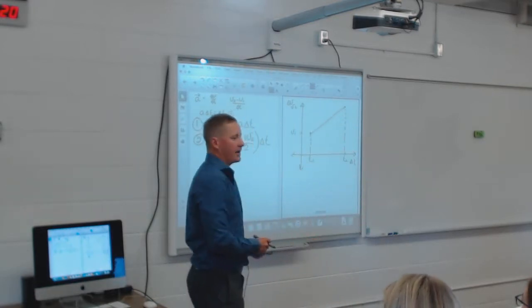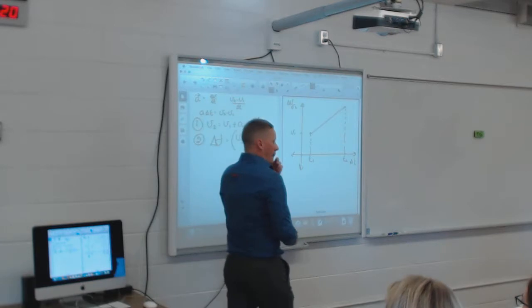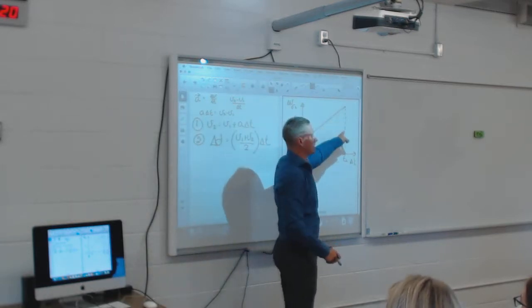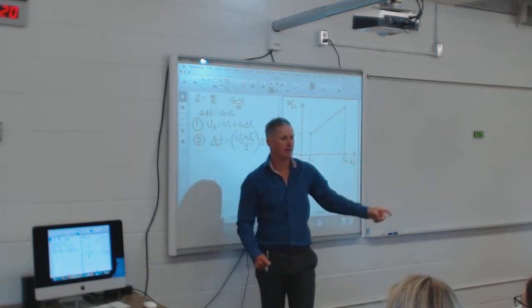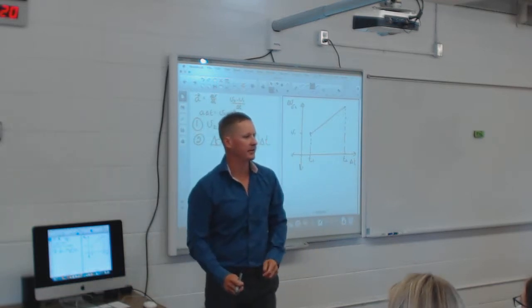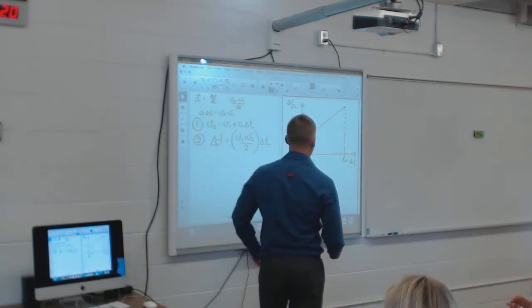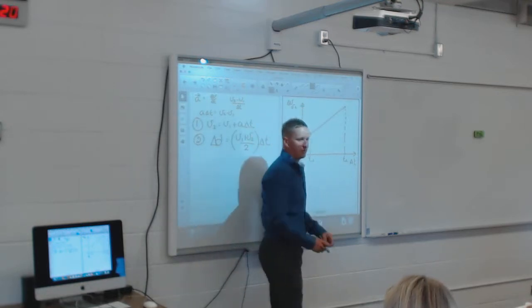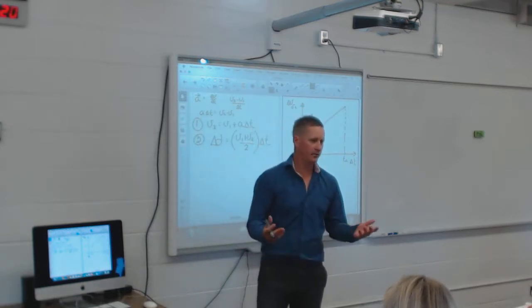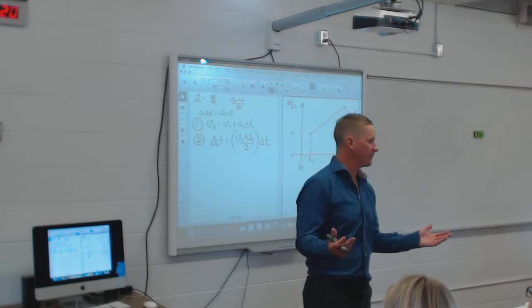So in order for me to find the displacement here, I could use the trapezoid. Does anybody know what the area of a trapezoid is? How do you find the area of a trapezoid? Make it into a rectangle and then find their. No, I want the area of the trapezoid. I'm already going to do that, but I want the area of the trapezoid. Does anybody know how to find the area of the trapezoid?